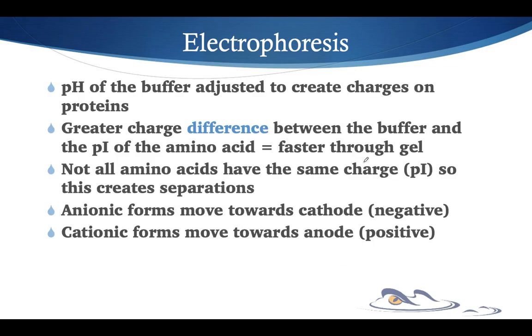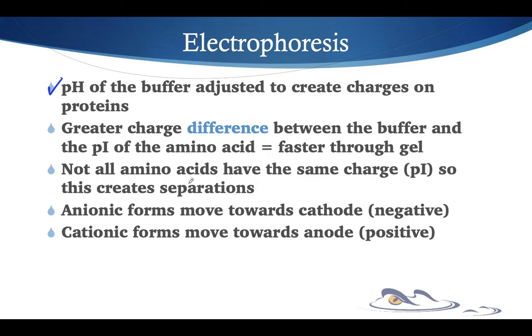All right, so here are some things to keep in mind about this electrophoresis process. First of all, we can adjust the pH, and as we adjust the pH, we're going to create charges on these amino acids and on these proteins, right? So if I make it more acidic, I'm going to be turning some of them into their cationic form. If I make it more basic, I'm going to be turning some of them into an anionic form. And then they'll be attracted to different sides of the electrophoresis process.